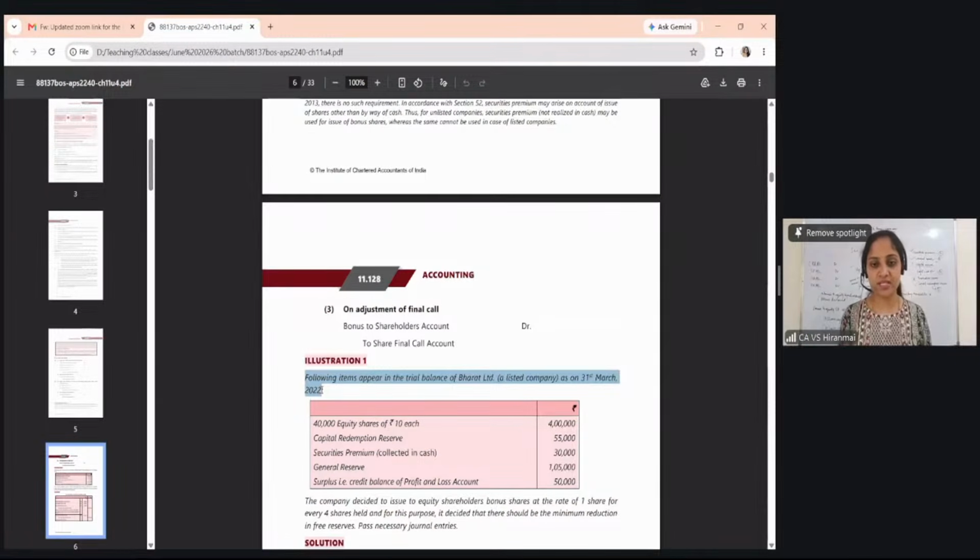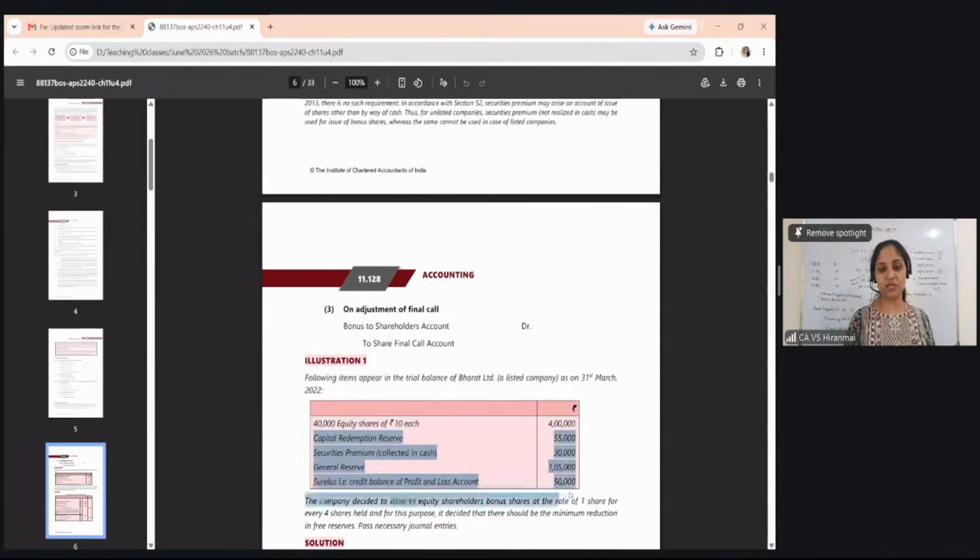The following items are appearing in the trial balance of Bharat Limited, which is a listed company. 40,000 equity shares of rupees 10 each, 4 lakh. Capital redemption reserve. Securities premium, what is this, madam? Collected in cash is given, nothing else. Collected in cash is nothing but you can use that securities premium. Collected in cash means you have received it from the people. That is the meaning. You have the general reserve, and P&L is also there. So all the 4 accounts are given to you.